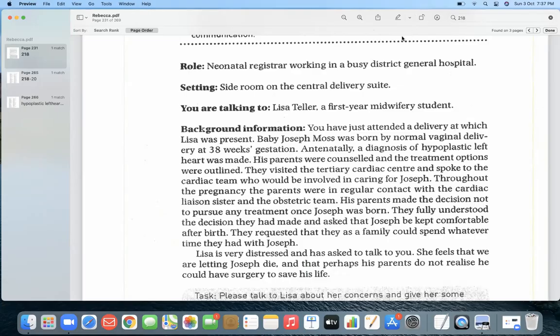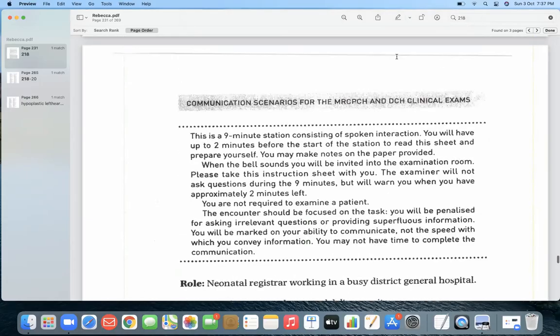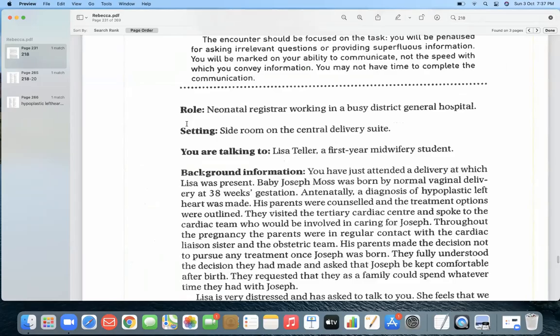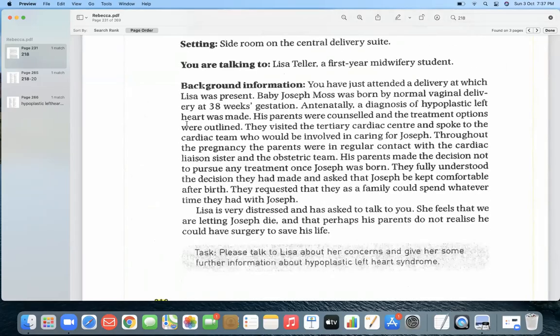So we will go to our next scenario. So Dr. Yasir, you are here. Yes, Dr. Noor. Assalamu alaikum. Walaikum assalam. So I will read the scenario for you and then we will do it.